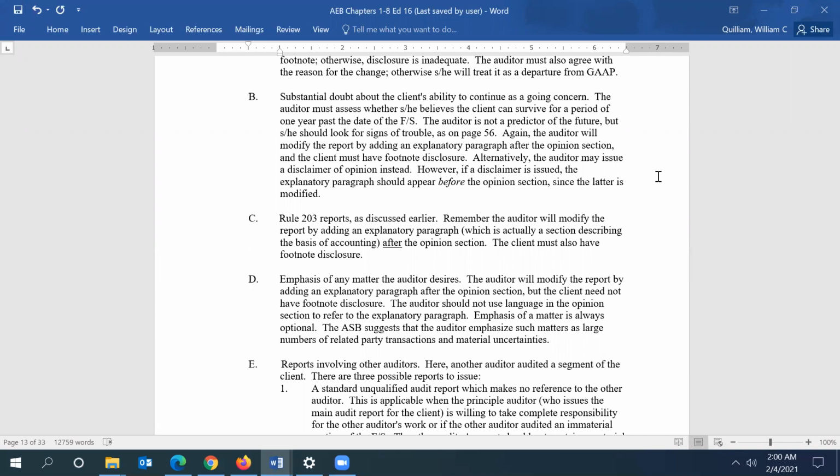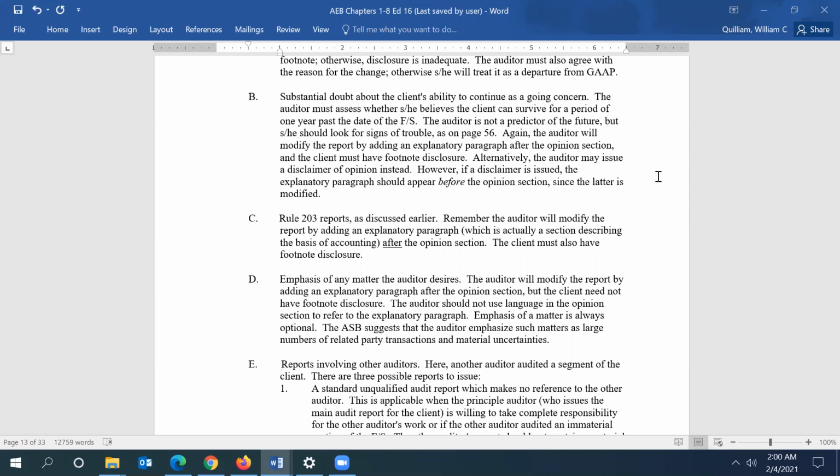And reading on, however, if a disclaimer is issued, the explanatory paragraph should appear before the opinion paragraph, since the latter is modified. So that follows the general rule. Explanatory paragraph before the opinion paragraph because the opinion section or opinion paragraph is modified. If the opinion section is not modified, then the explanatory paragraph comes after it.